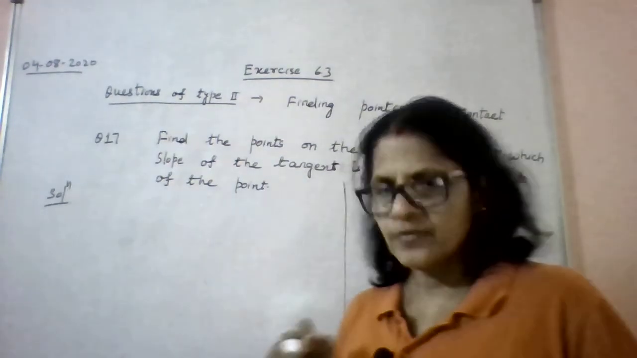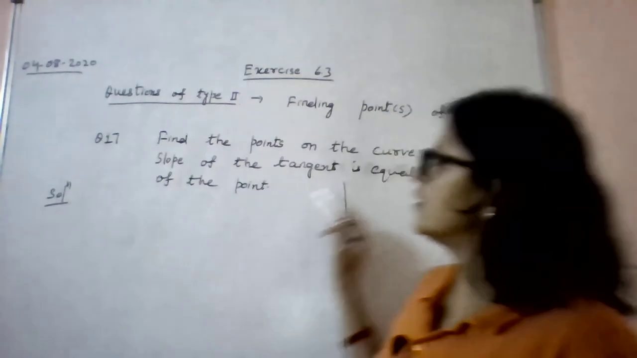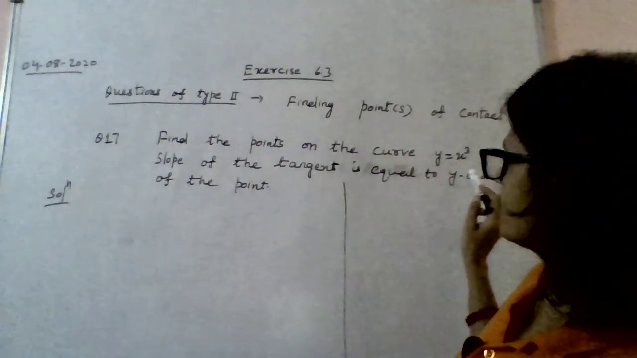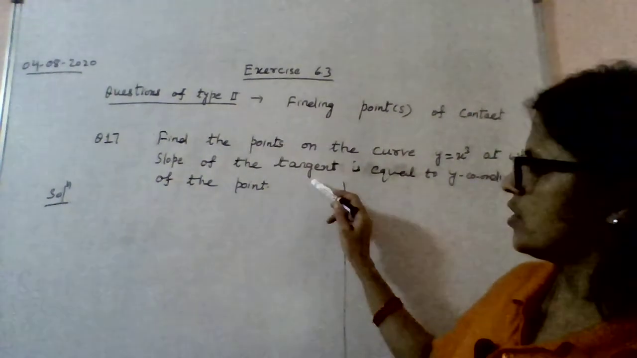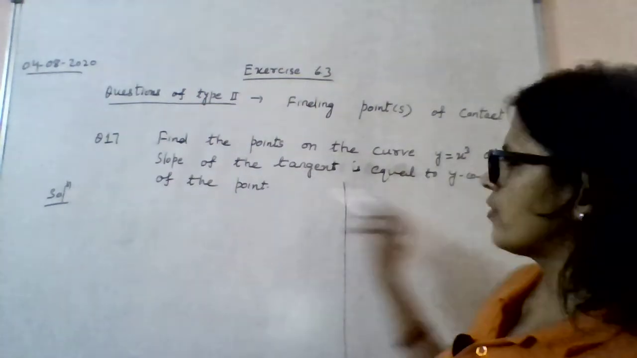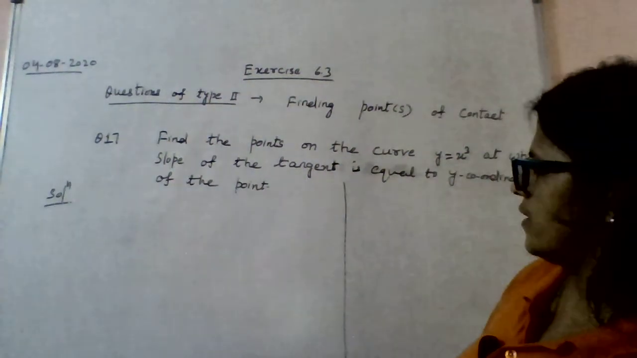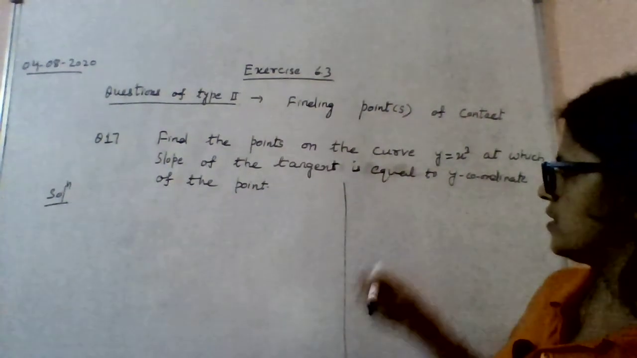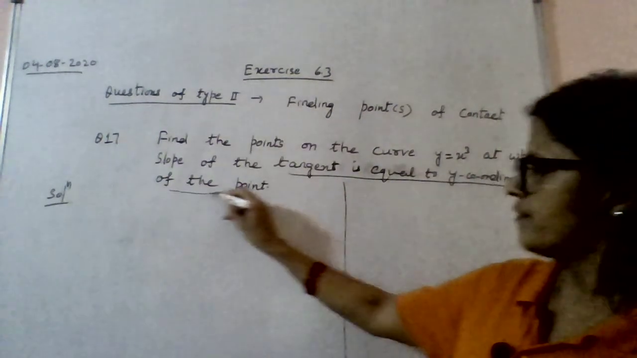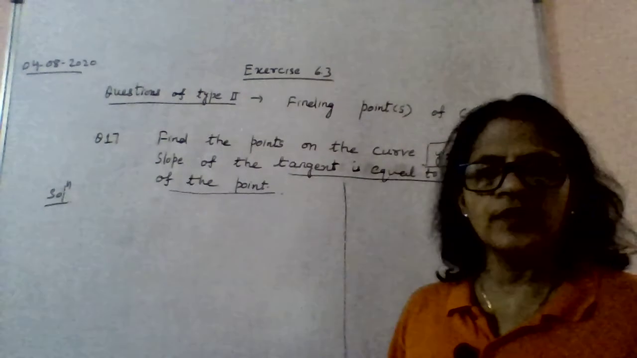So first we'll start with question number 17 of the 6.3 exercise. The question is: find the points on the curve y equal to x cube at which the slope of the tangent is equal to the y coordinate of the point. I am repeating the question. The condition is that the slope of the tangent is equal to the y coordinate of the point, and the given curve is y equal to x cube.